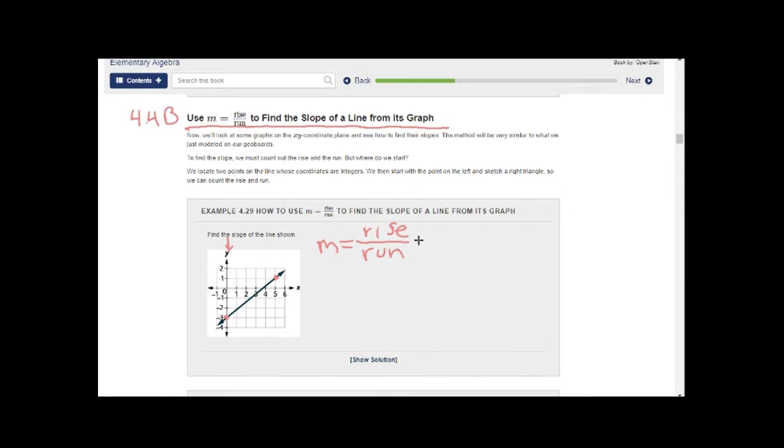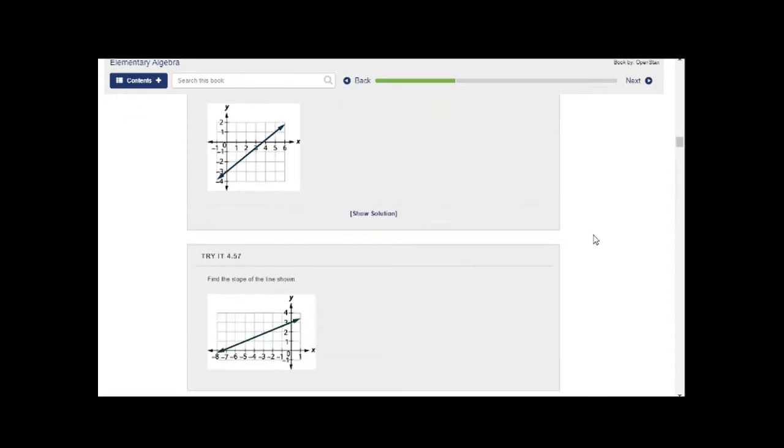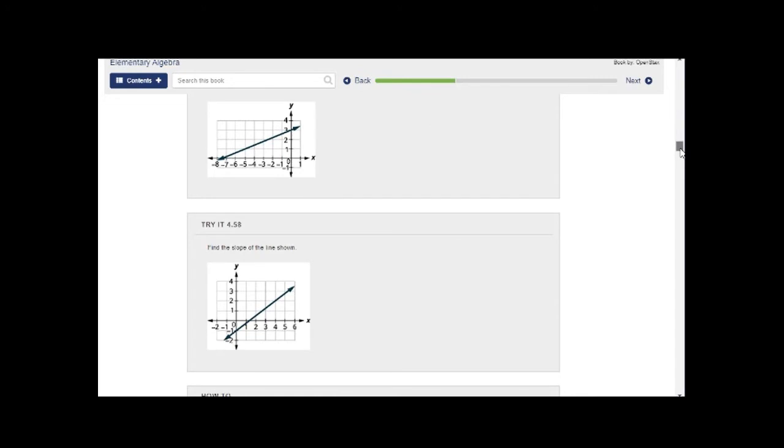Okay, so if m, or the slope, is equal to the rise over run, what is the rise between these two points? 1, 2, 3, 4, and the run 1, 2, 3, 4, 5. 4/5. This is the slope. Okay, so you're doing the same thing that you did on the geoboard, but now you're doing it on a coordinate plane, and you have to find where the line crosses two integers. Okay, so let's go ahead and I'm going to scroll down. Go ahead and do these two try it problems. Pause the video, try to find the slope of these two lines, and then come back.